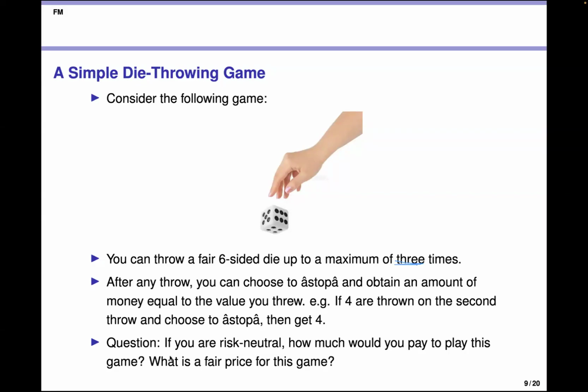Okay. So the first question, what is the fair price for this game? And the second question, what is the algorithm for these games? For you, like for a gambler, what is the algorithm? That is the first point, and the second point is that the game isn't free.